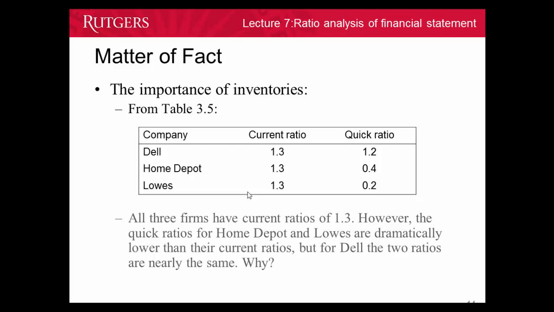Actually, this is because Dell is famous for its just-in-time operating style. So it maintains a very low inventory. Current asset minus inventory is also close to current asset amount for Dell. This results in quick ratio similar to current ratio.